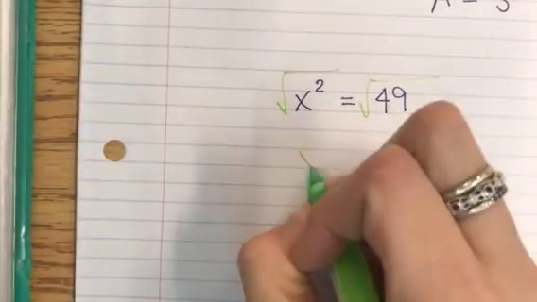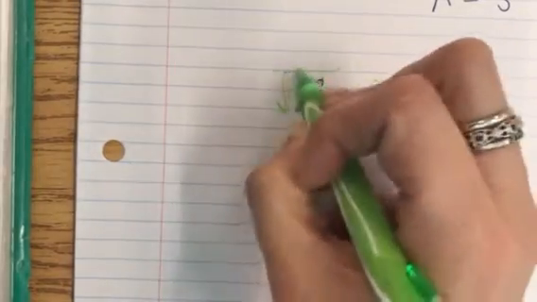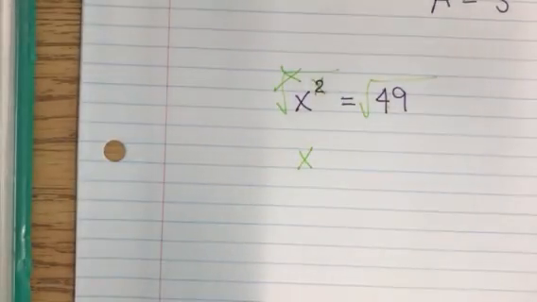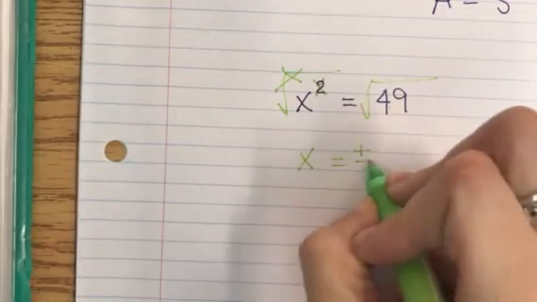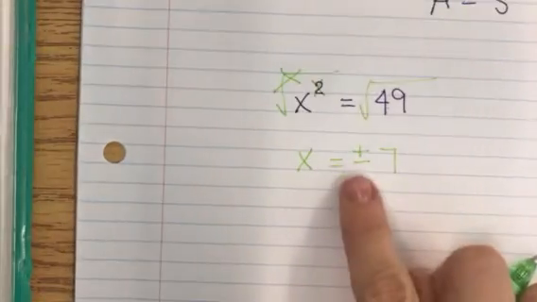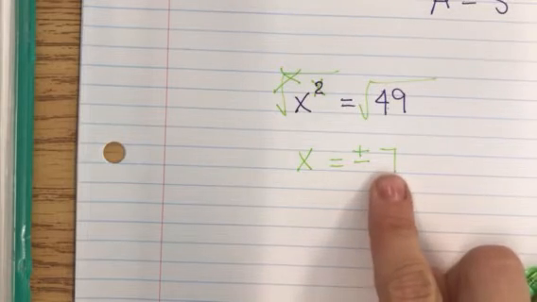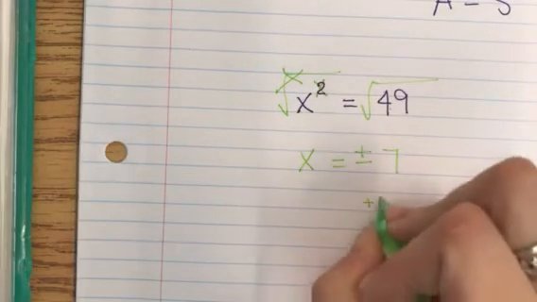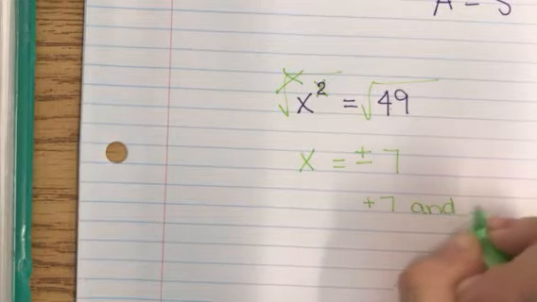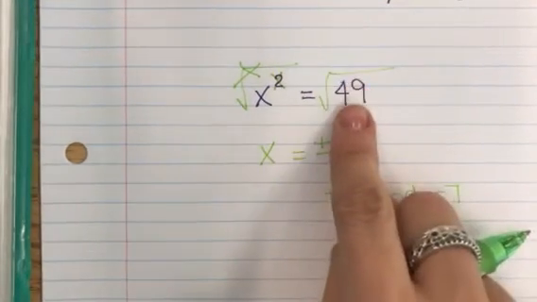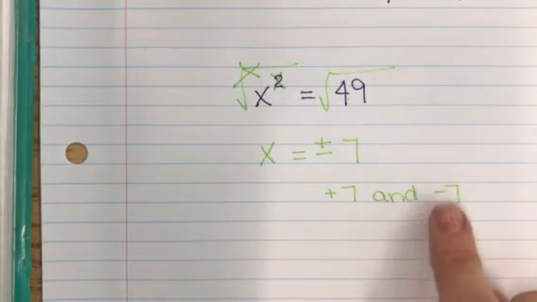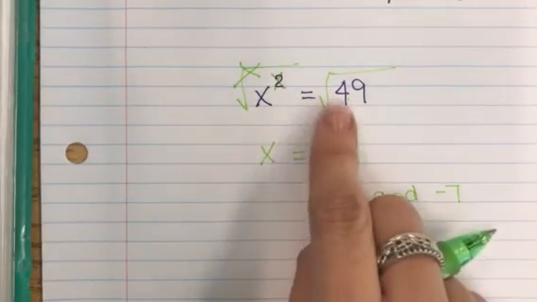Now, one of the things we have to be really careful of is that while this exponent of 2 and this square root cancel each other out, since we added the square root on our own, there are 2 values that will multiply and give us a positive 49. And so we say that the square root of 49 is plus and minus 7. That means 2 answers of positive 7 and negative 7, because positive 7 times positive 7 is positive 49, and negative 7 times negative 7 is positive 49.